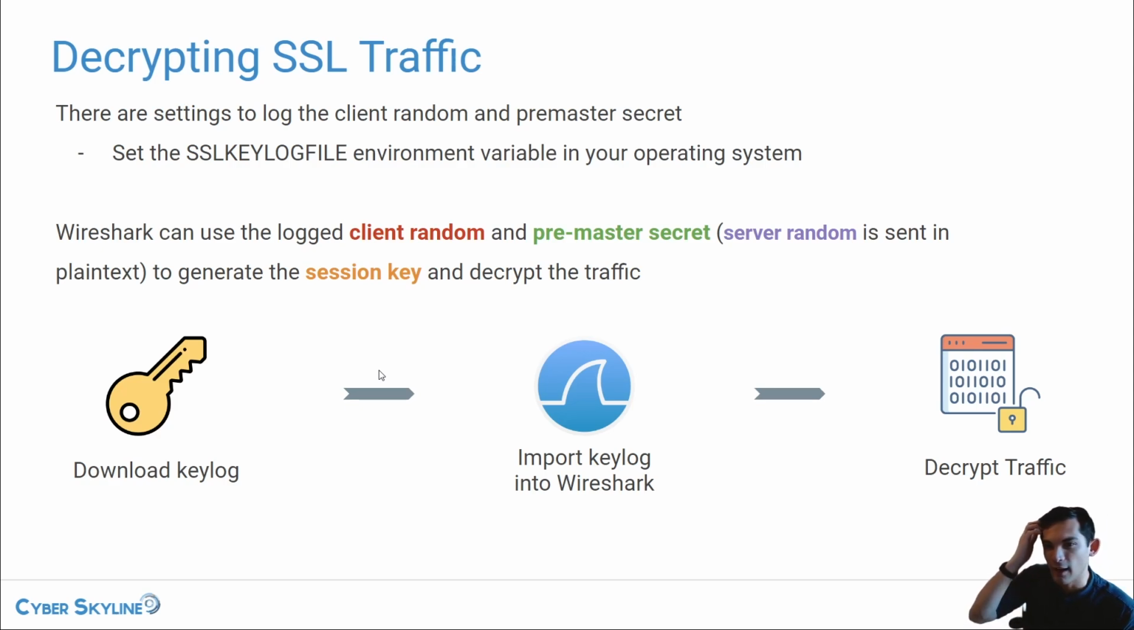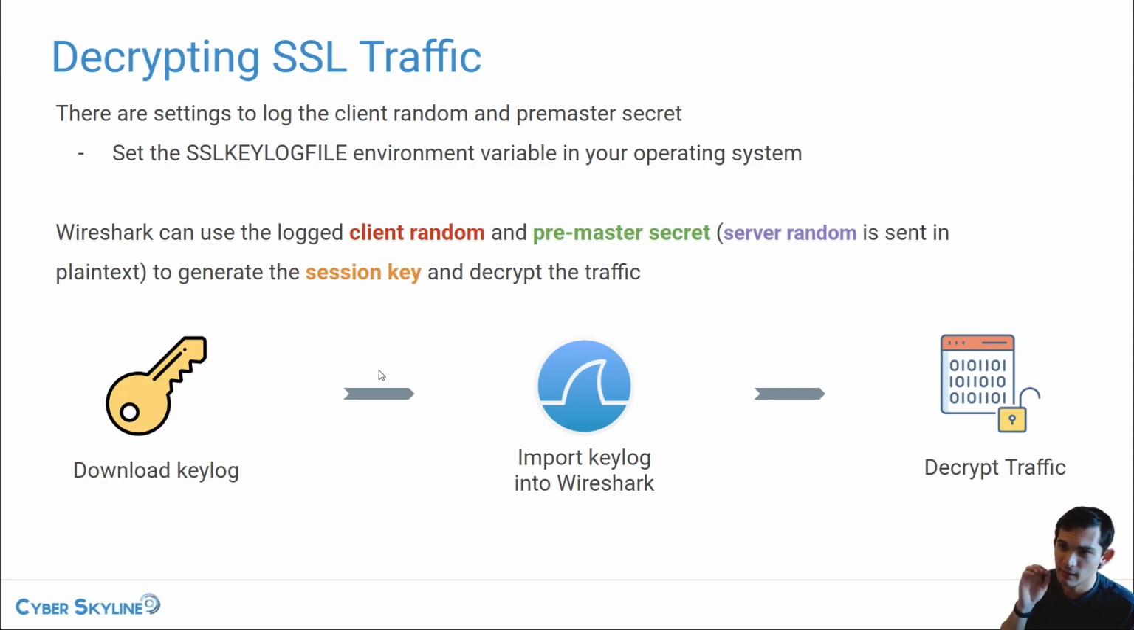And so the way that this can be obtained yourself, if you want to try this out, is that you can set the SSL key log file environment variable in your operating system to a file path that you want to save that information to. So that works in Windows, Mac, or Linux. And once you've generated that keylog file, you can import it into Wireshark to decrypt the SSL traffic.